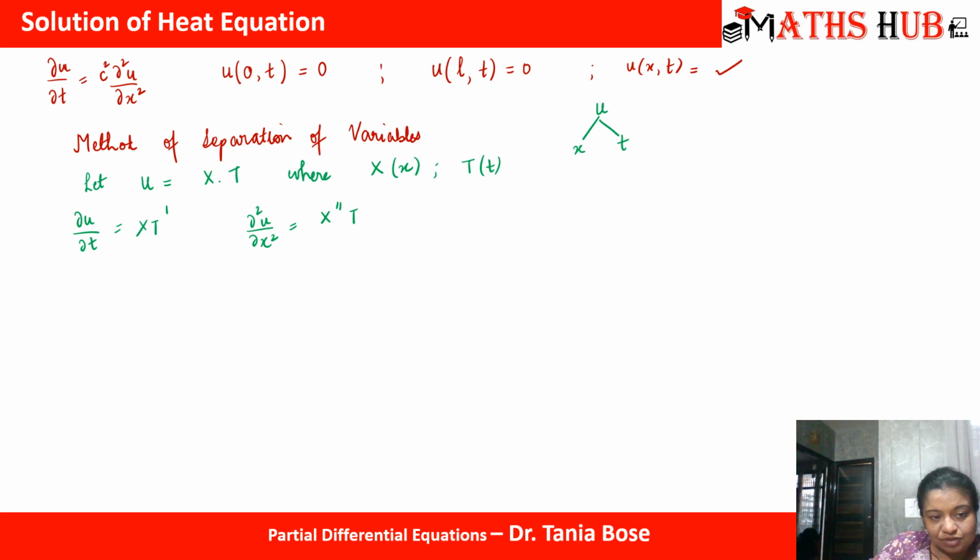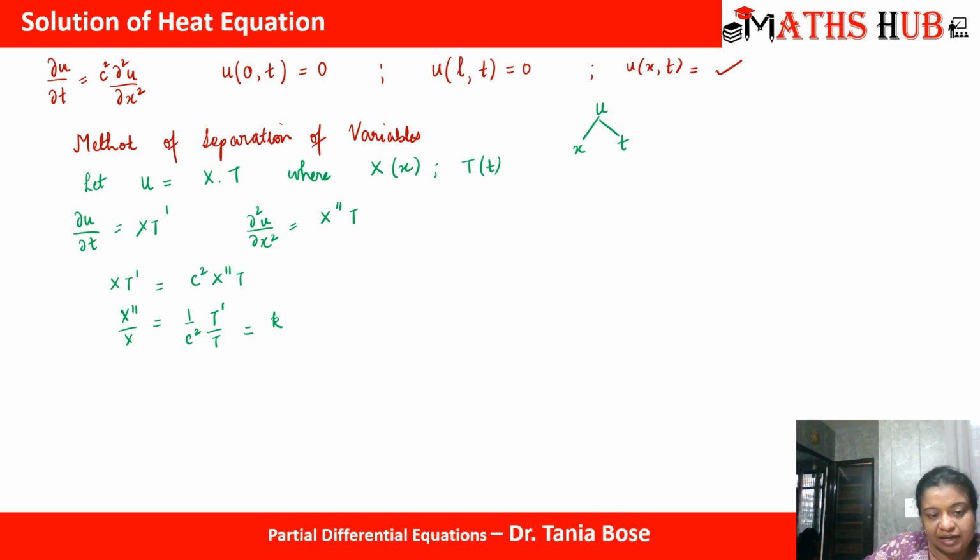So let us substitute the values in the given equation. So we get X T dash is equal to c square X double dash T. Now let's separate the variables as it is given in the question. So we will get X double dash by X is equal to, what will happen? We will get 1 by c square T dash by T. We can put it equal to some constant k.